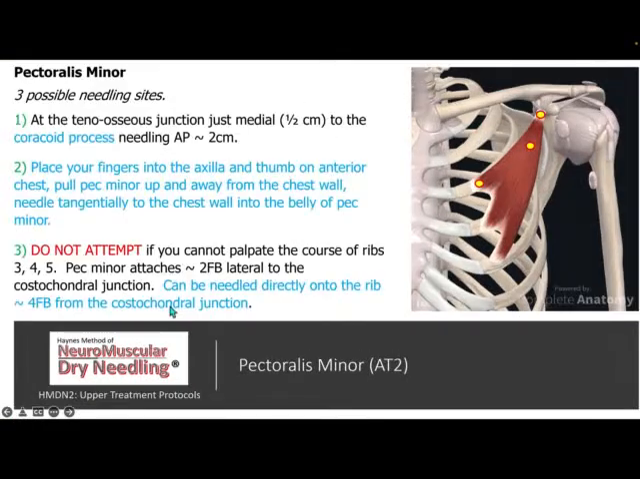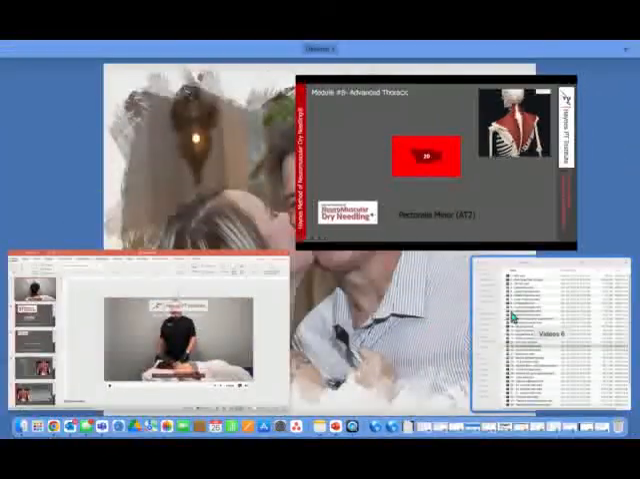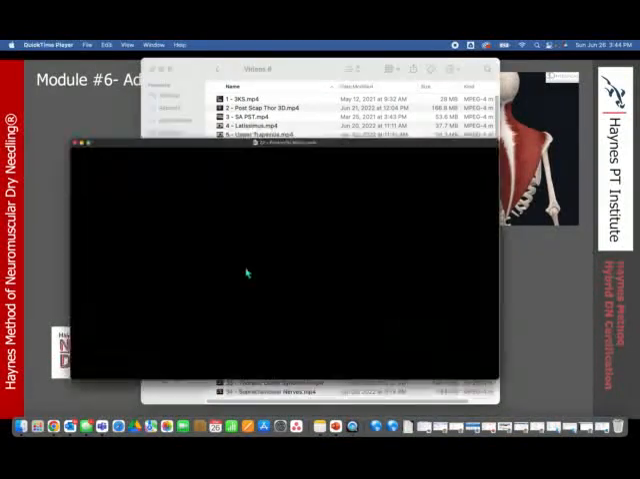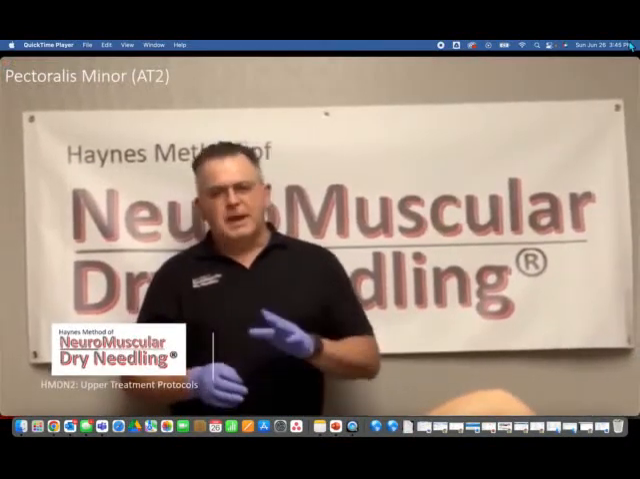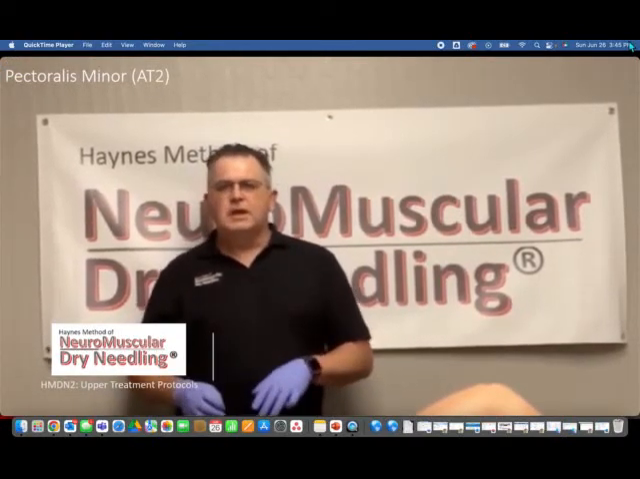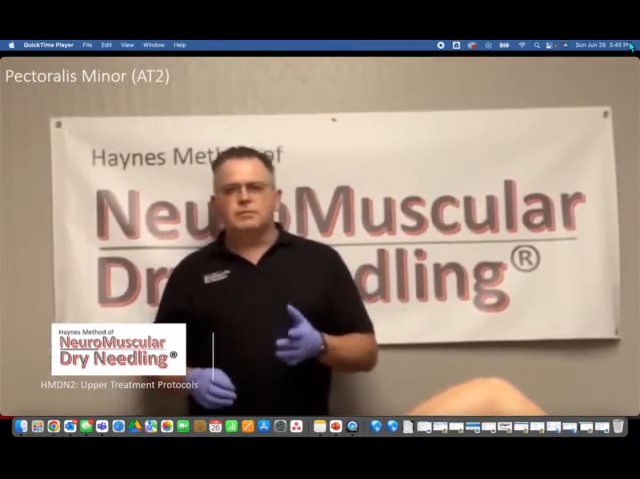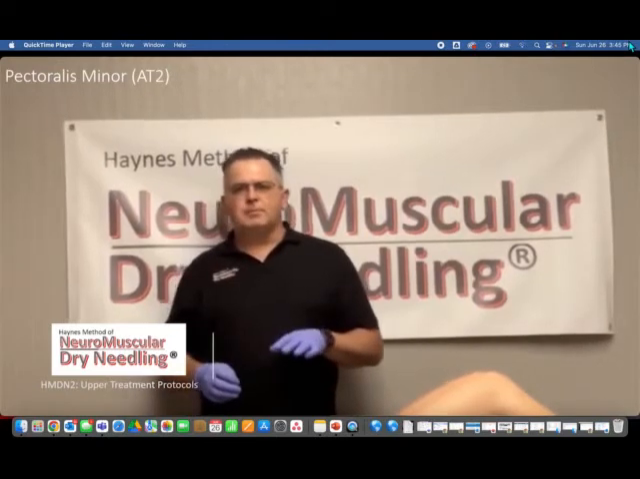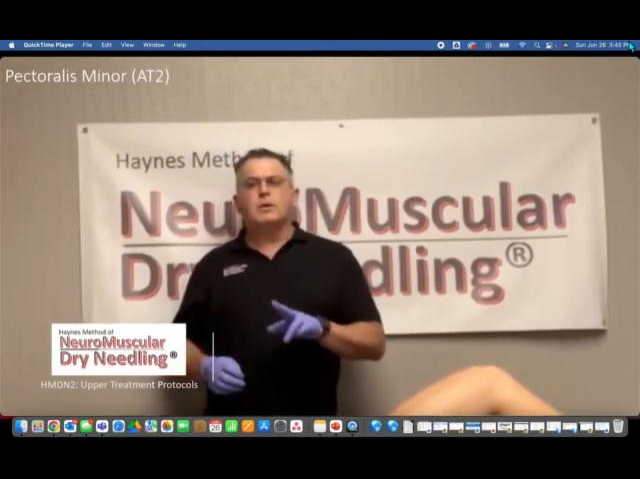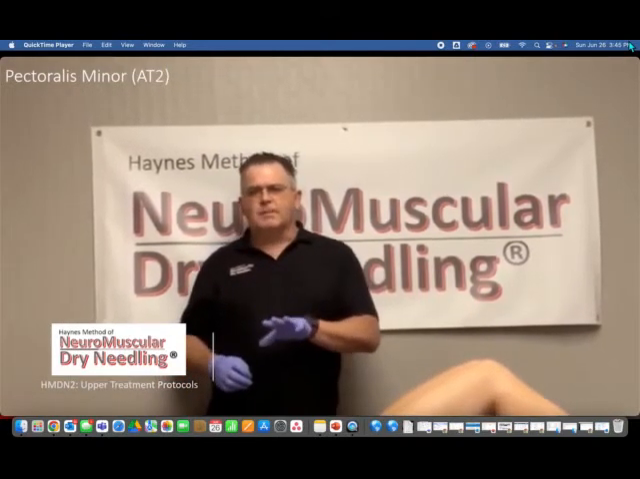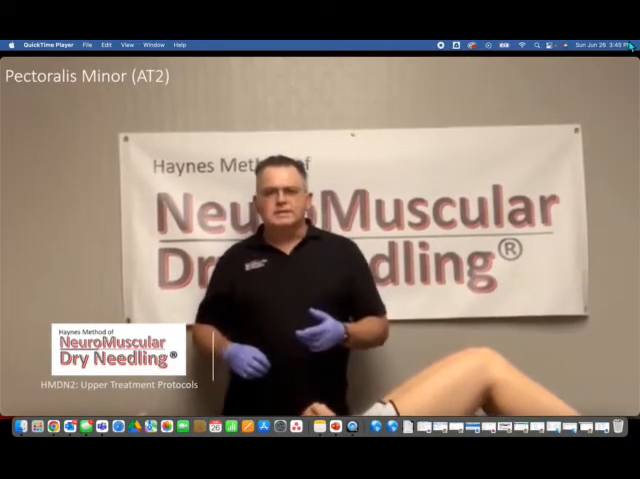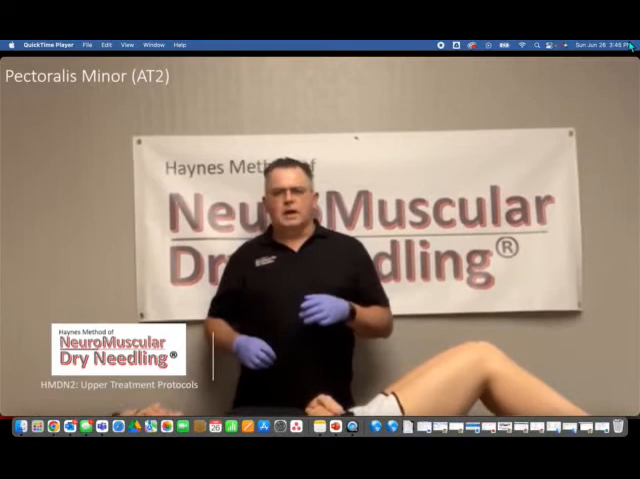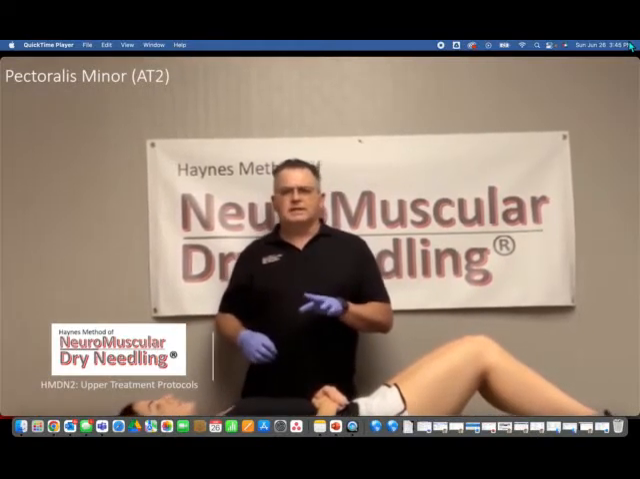Okay, that's major and on to minor. For pectoralis minor, patient again is going to be in the supine position. Needle length here is going to be 2 to 3 centimeters. Backdrop is going to be none or ribs 3, 4, and 5, and we'll talk about that in a moment. Precautions here, definitely the lung field, the brachial plexus, and the neurovascular bundle. So there are 3 possible needling sites.